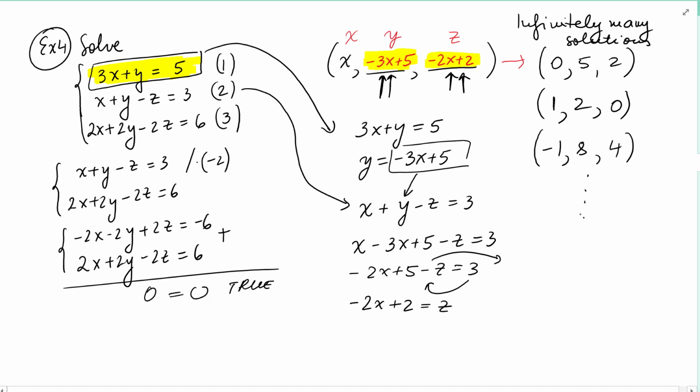And so on. So the final solution is given by this triple, but we say there are infinitely many solutions with the condition that the first one is x, the second one is negative 3x plus 5, and the third one is negative 2x plus 2.